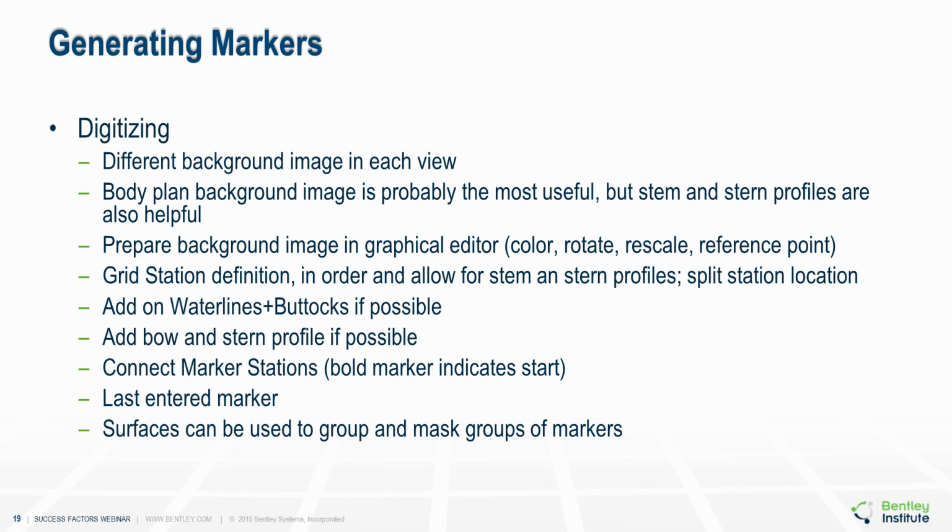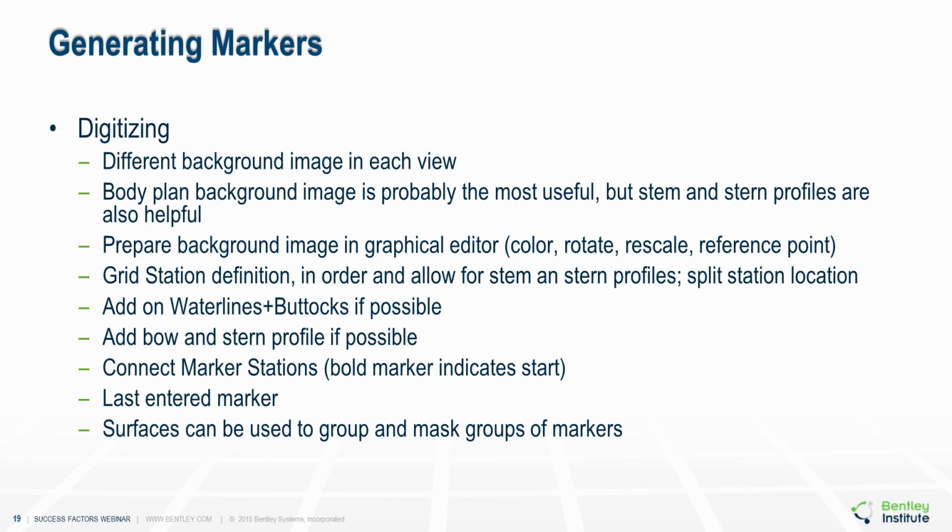We'll then define the grid, defining the station locations, waterlines and buttocks, allowing a spare station for the stem and stern profiles. We can also specify where the split location is for splitting the left and right hand side of the body plan view. We'll then go through digitizing the stations and try and add points at each waterline and each buttock on each station, which then makes it easier when you're looking in the other views to check the waterlines and buttocks go through the points. And if they're available, we'll add the bow and stern profiles.